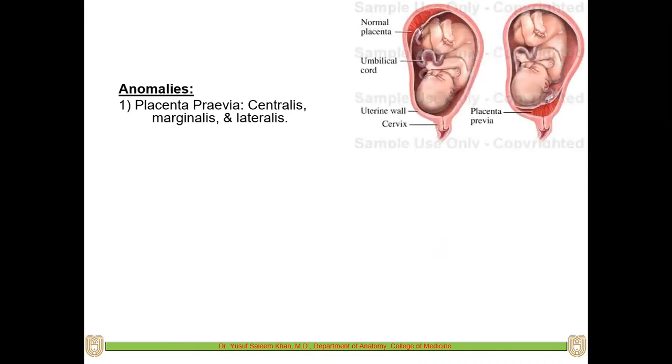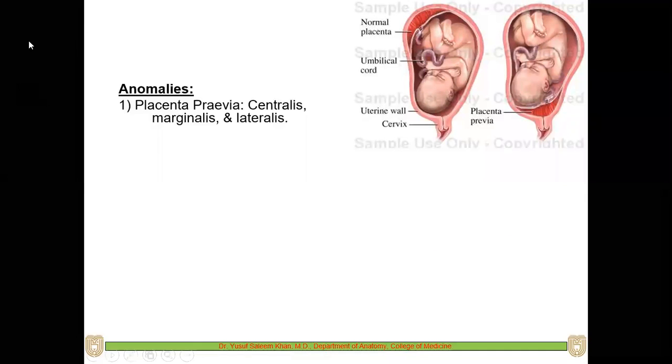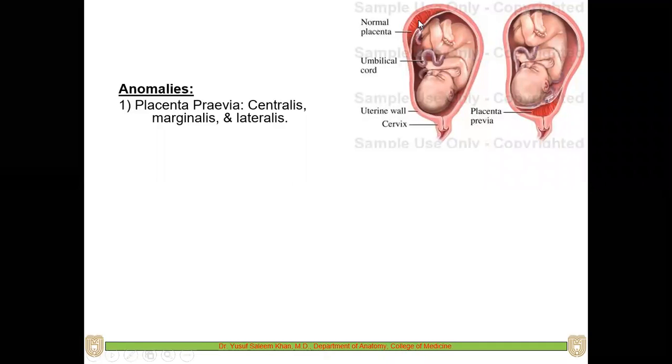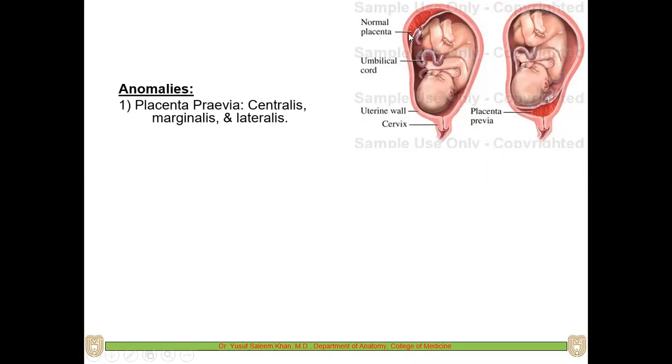Now coming to the anomalies of the placenta as well as the cord. One of the prominent anomalies is placenta previa. What is this placenta previa? We'll talk about that. As I said, within the uterine cavity, the fetus is present here and the placenta here. This is a normal position. I said usually it will be attached near the fundus and the posterior wall.